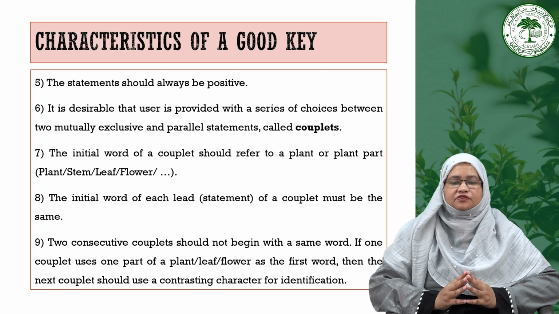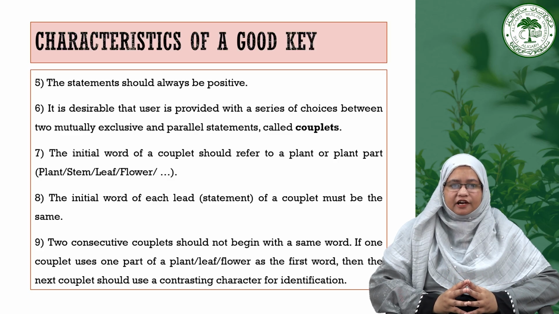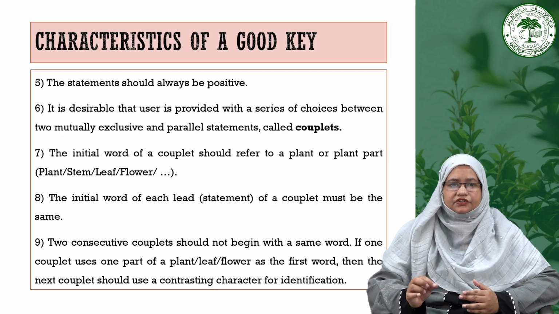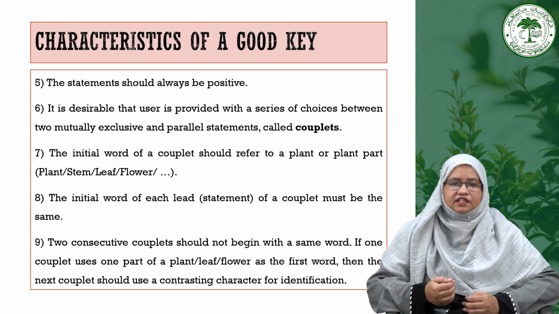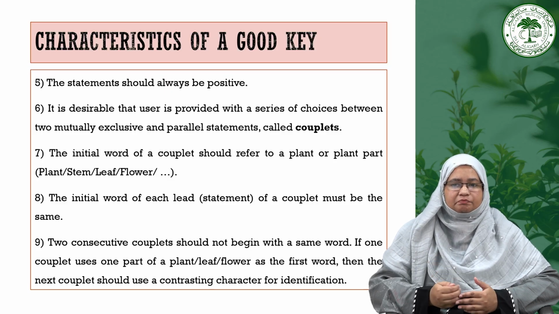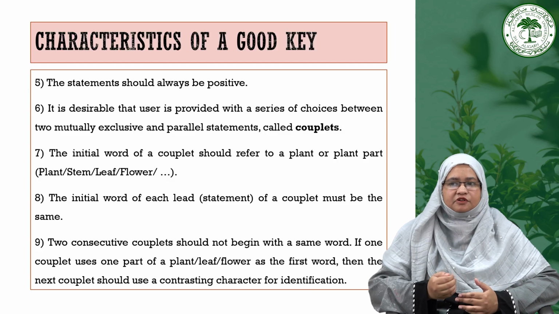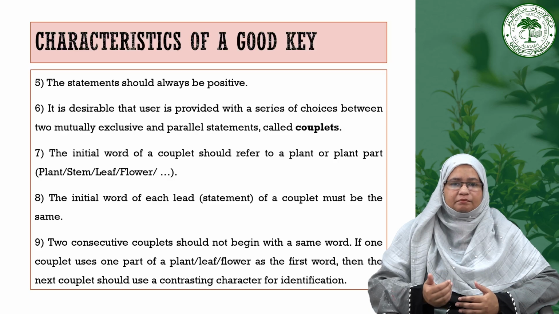And the initial word of a couplet should refer to a plant or plant part. Suppose the plant is herbaceous, or the plant is a tree, or the stem is glabrous, or the stem is hairy. So first of all we have to refer to the plant part, then we have to define the character, like the flower is zygomorphic or the flower is actinomorphic. We cannot start with actinomorphic flower or zygomorphic flower. We have to start with the part of the plant, like the flower or leaf. Suppose the leaf is ovate, the leaf is acute. So first of all we have to mention the plant part name first.